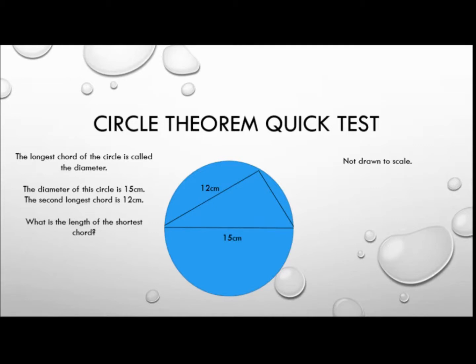I've been asked by someone to come up with some questions on circle theorems, so here goes. The longest chord of the circle is called the diameter. The diameter of this circle is 15 centimetres. The second longest chord is 12 centimetres. What is the length of the shortest chord?